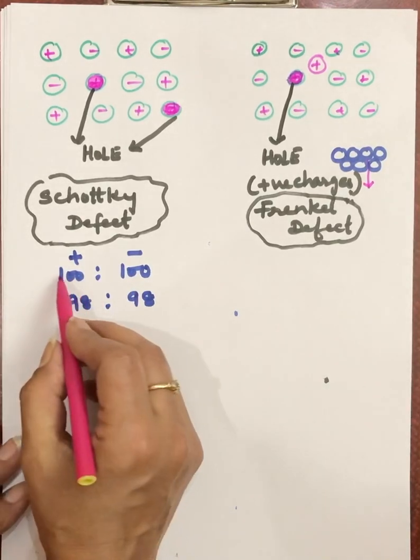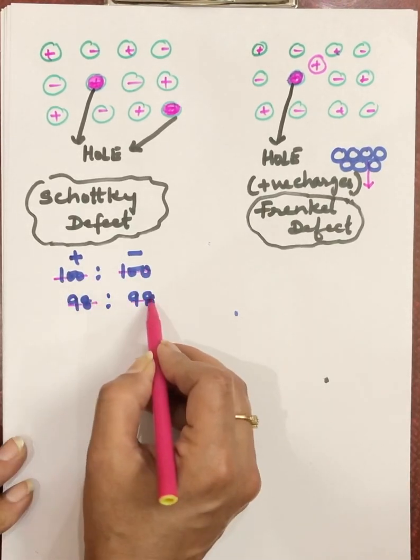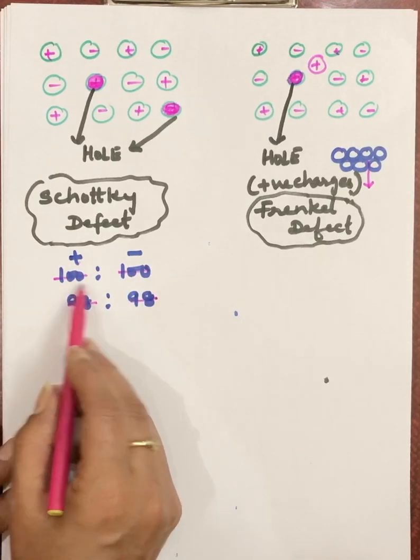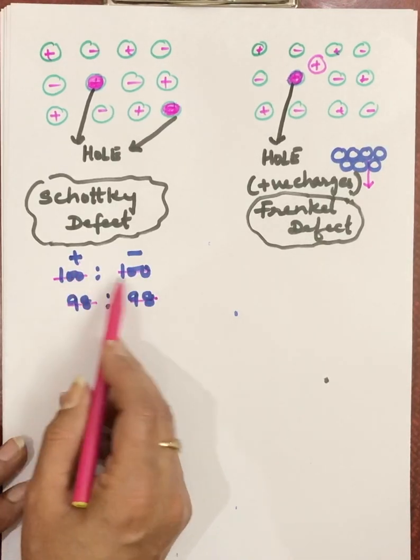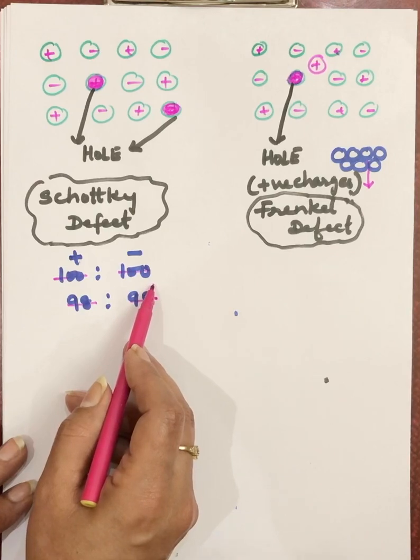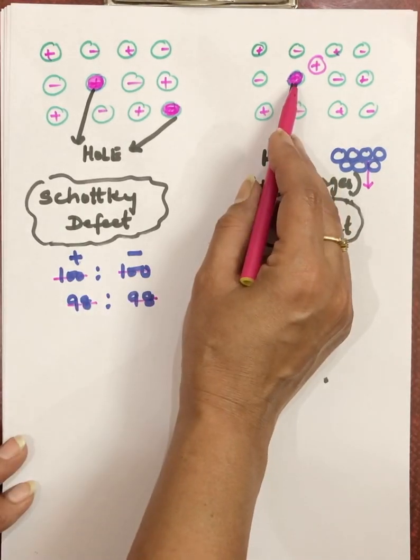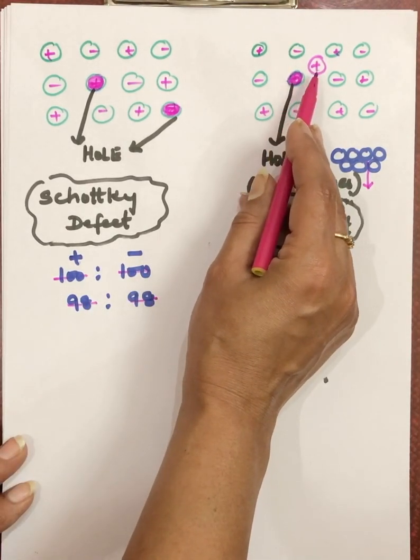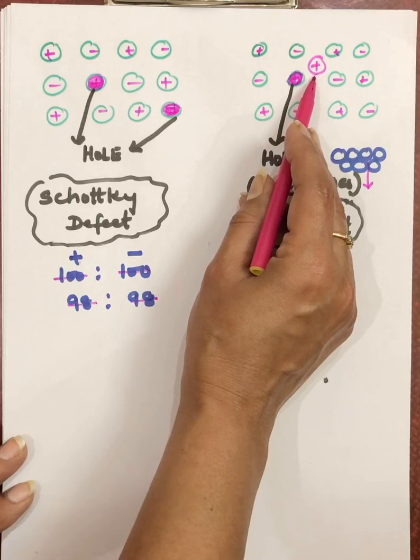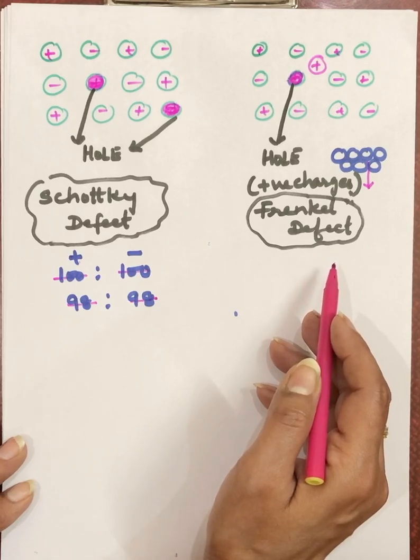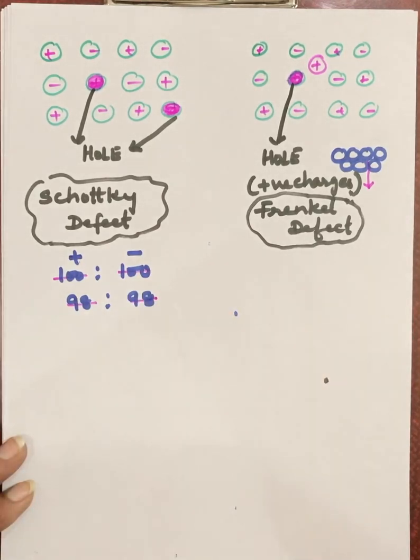So the ratio first is 1 is to 1, and now also it is 1 is to 1 of cation and anion. So even if there is a defect, the ratio of cation and anion will remain the same. That means the stoichiometry of the compound will remain the same. And here the ion is not leaving the crystal. It comes into an interstitial site. So the formula of the compound will remain the same. That is why these two types of defects are known as stoichiometric defects.